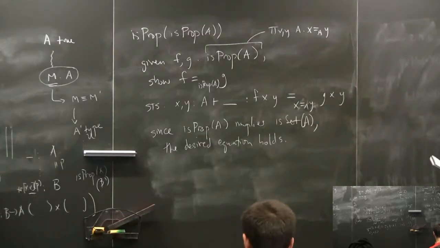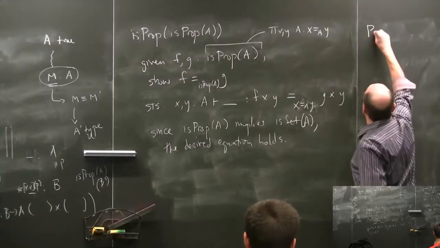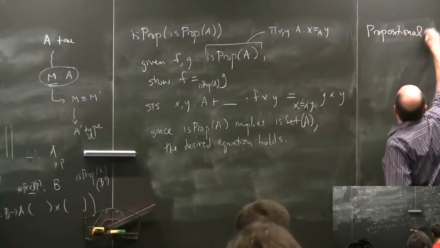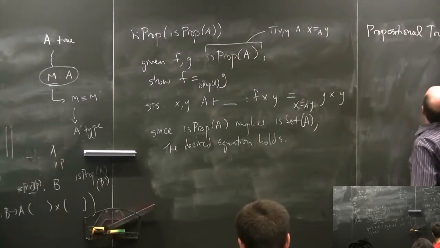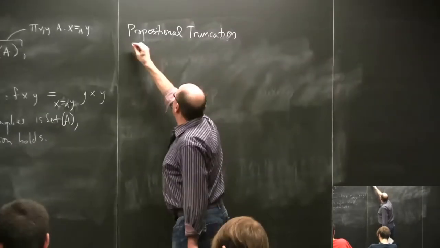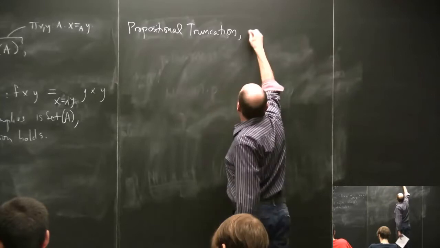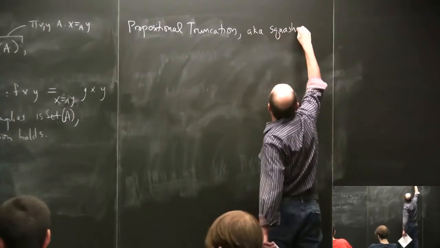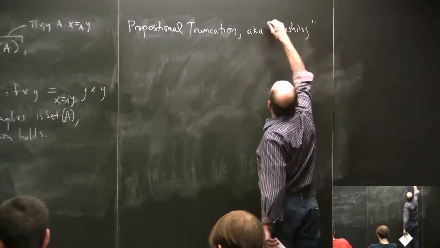Okay, so now what I want to do is talk about this idea of what is called the propositional truncation, which I brought up last time through double negation. The propositional truncation was originally called squashing, whether you like it or not, it was called squashing.